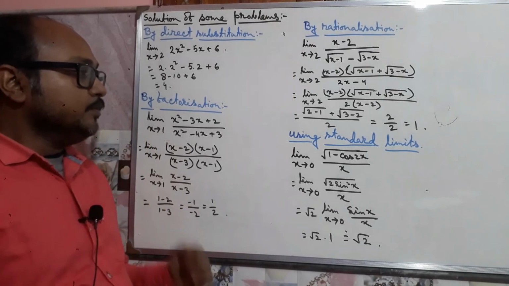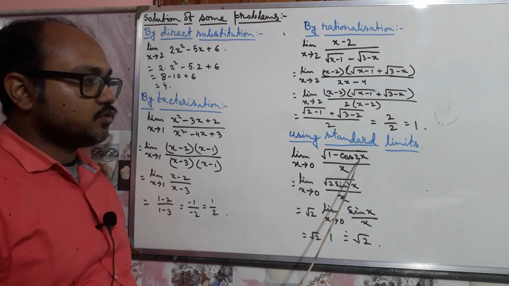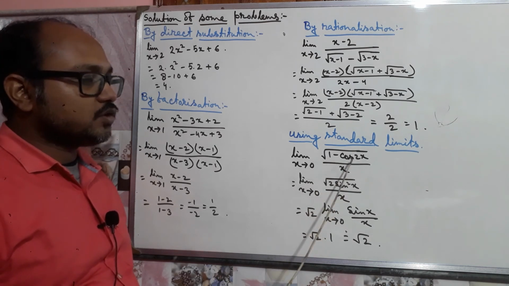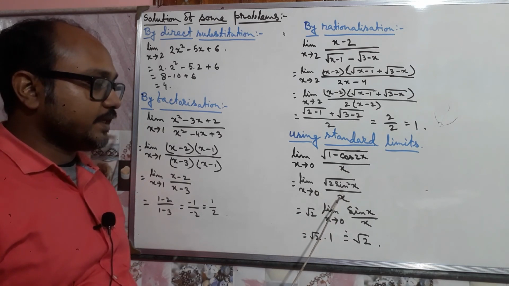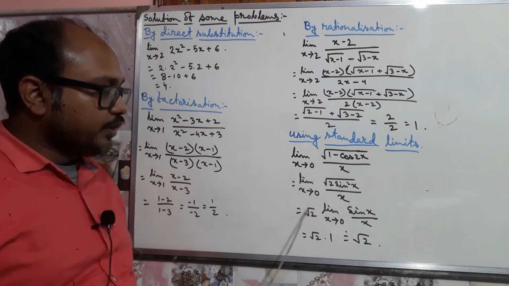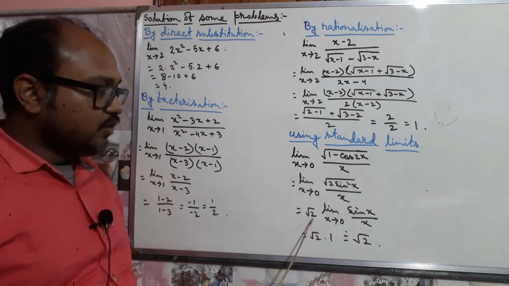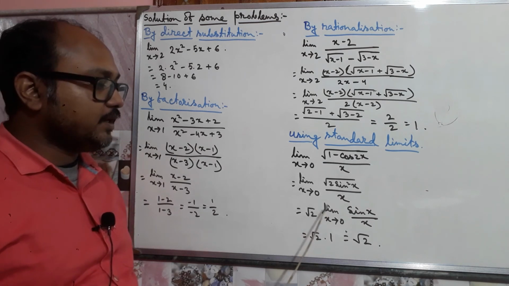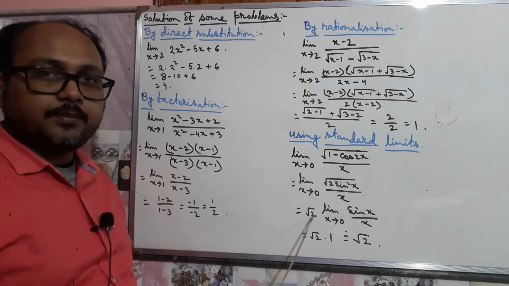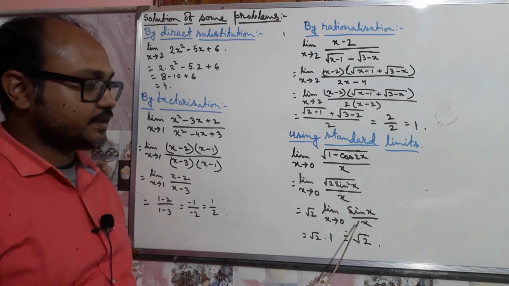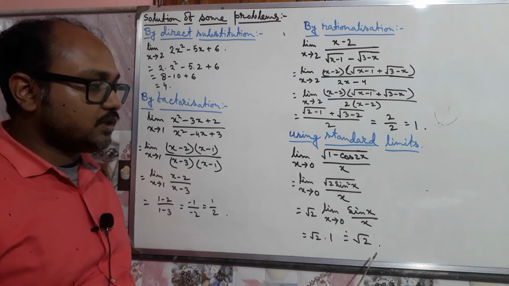Now use of standard limits. Limit x tends to 0, root over of 1 minus cos 2x by x. Root over of 1 minus cos 2x, 1 minus cos 2x means 2 sin square x, that is root over of 2 sin square x by x, that is root 2 into this constant term. The value of this one is not depending on the limit, so we wrote this constant term at the front, then limit x tends to 0 sin x by x. And what we know, limit x tends to 0 sin x by x is equal to 1. So root 2 into 1 is equal to root 2.